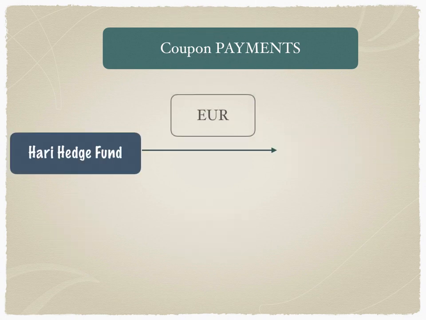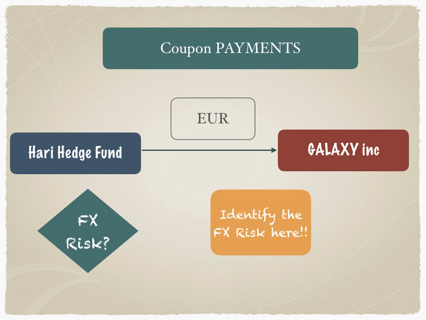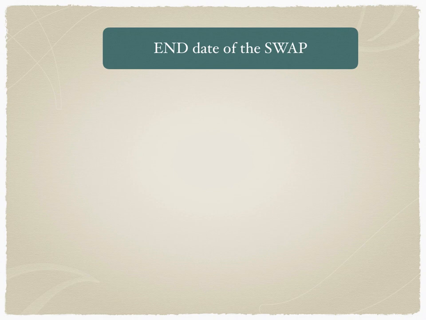Hurry Hedge Fund has to also give Galaxy Inc. EUR as the interest. Over here, is there any FX risk? Yes, there is an FX risk over here, because for the coupon payments there is definitely an FX risk: Hurry Hedge Fund has to pay in euros, but it's earning in dollars, and therefore it has to convert the USD into euros. So there is an FX risk over here for Hurry Hedge Fund as well. This happens at every leg of every coupon payment. So if it's a 3-year swap and it's 6-monthly payments, they'll have an FX risk 6 times, right?